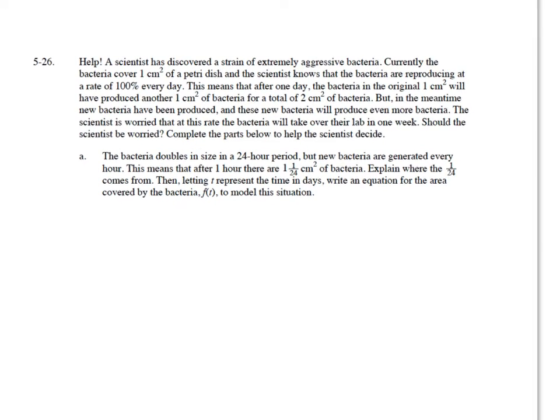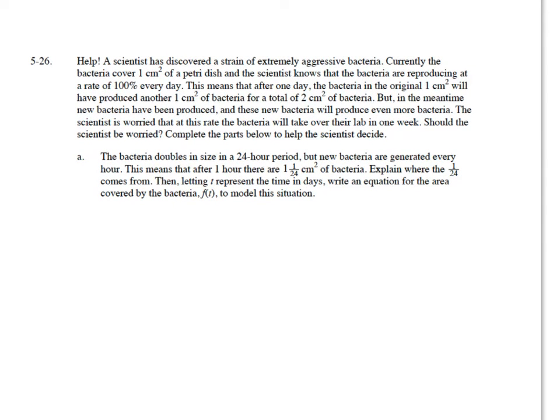Help. A scientist has discovered a strain of extremely aggressive bacteria. Currently, the bacteria cover 1 centimeter square of a petri dish, and the scientist knows that the bacteria are reproducing at a rate of 100% every day. This means that after 1 day, the bacteria in the original 1 centimeter square will have produced another 1 centimeter square of bacteria, for a total of 2 centimeters square of bacteria. But in the meantime, new bacteria have been produced. These new bacteria will produce even more bacteria. The scientist is worried that at this rate, the bacteria will take over their lab in 1 week. Should the scientist be worried? Complete the parts below to help the scientist decide.